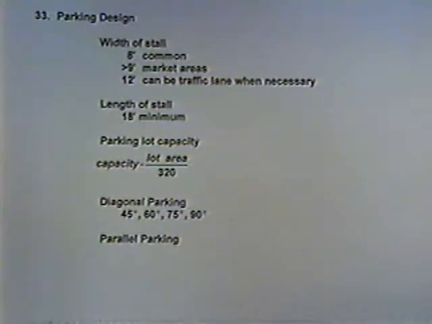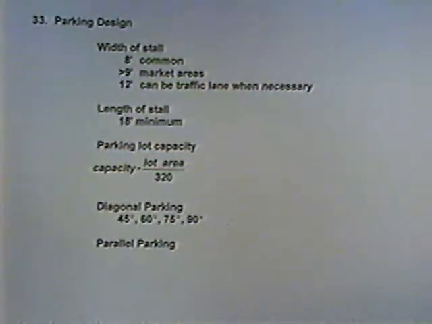If you wanted to compute the parking lot capacity for a certain piece of property, you can use that rule of thumb equation there. If you know the square footage of your property, you can divide by 320 to get a rough idea of how many cars you would be able to park in that lot. Now you'll note that 18 feet times 10 feet wide would be 180 square feet. You've got to allow room for people to enter and exit that parking space.